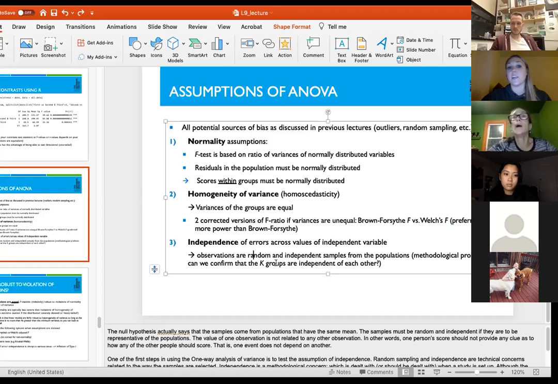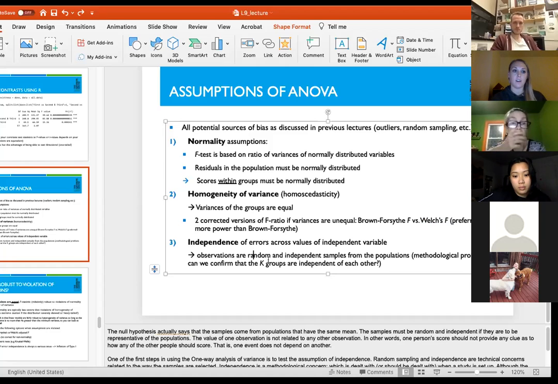And then finally, independence of errors across the independent variable. So again, independence, you're going to see this pop up for assumptions over and over again, because we want to know that our observations are random and independent samples from the populations. And this is going to go back to a methodological problem.